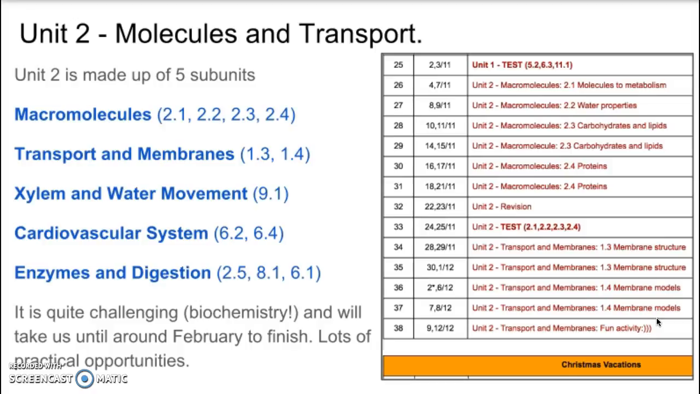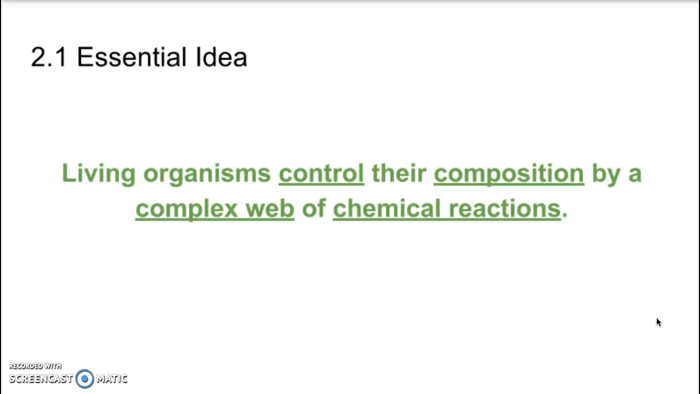Then the Christmas vacations are not too far away.